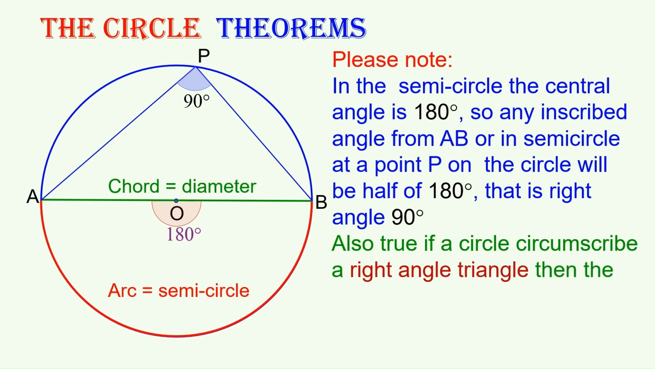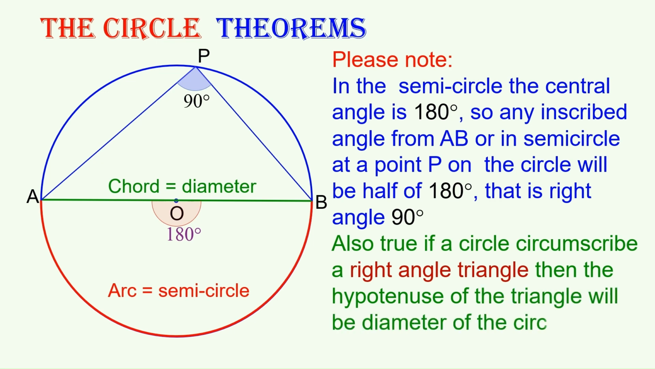It is interesting to note that if a circle circumscribes a right-angled triangle, then the hypotenuse of the triangle will be the diameter of the circle.